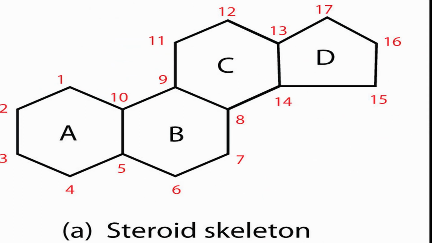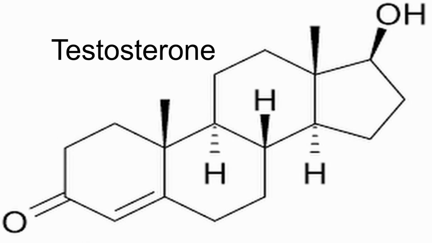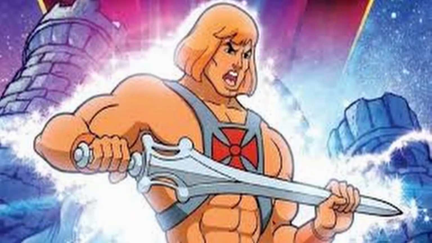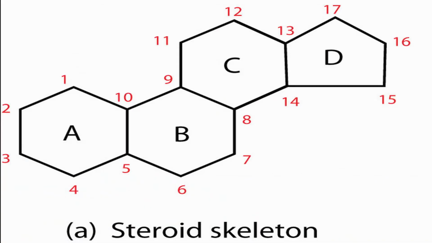The last category for lipids are steroids. Now, when most people think about steroids, they think about testosterone and getting as ripped as He-Man, but steroids can do many more things than just that. Based off of the molecules that are attached to the 4 carbon rings that it has, it can send off different chemical signals telling your body what to do.